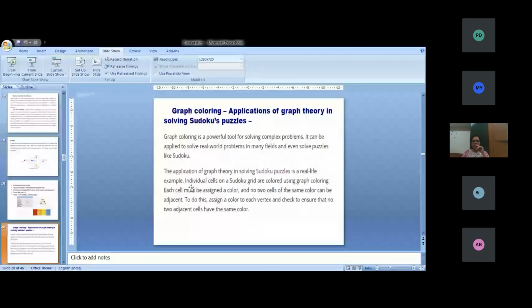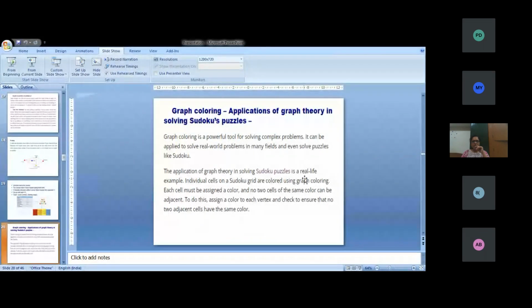So graph coloring is used in Sudoku also. Graph coloring is a powerful tool for solving problems. It can be applied to solve real-world problems in many fields, and even to solve puzzles like Sudoku. The application of graph theory is solving Sudoku puzzles in real-life examples.